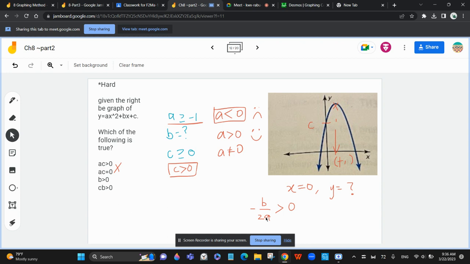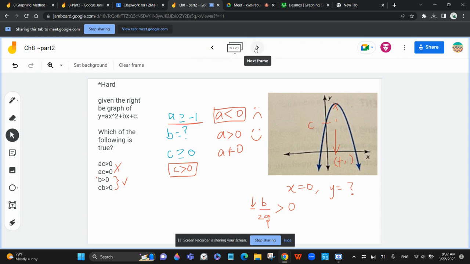So in this case, A is negative, right? And negative times negative you get positive. So if B is negative, then it is wrong. So B needs to be positive. So B is positive, which means that these two are correct. Yeah, you are half right.